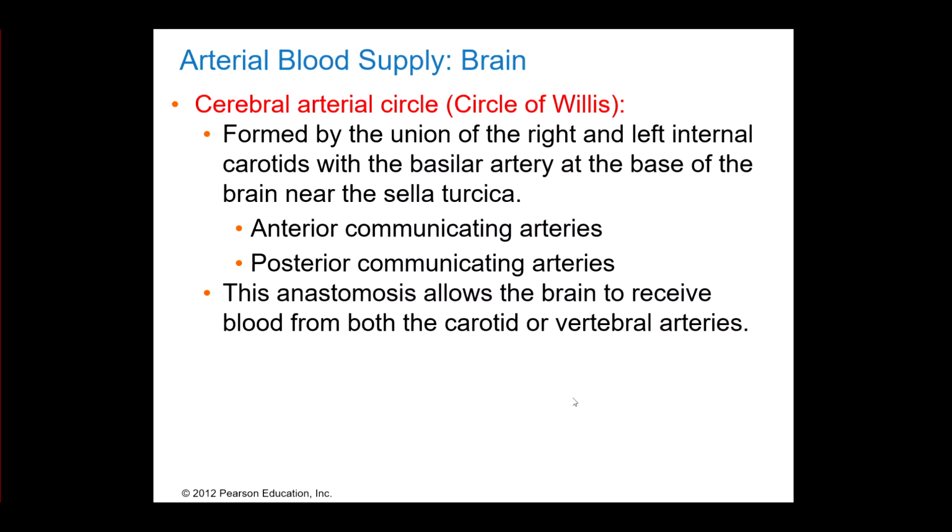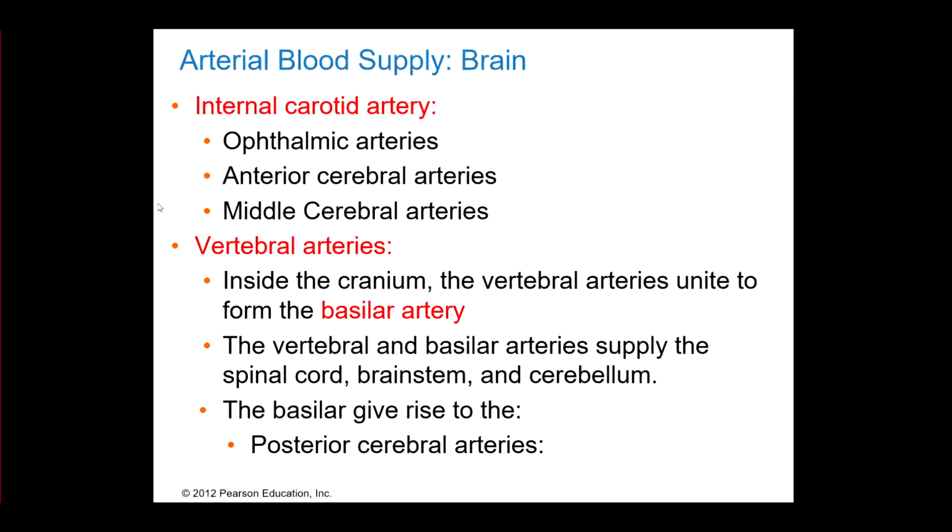Okay, so just make sure we have everything. Again, we have the internal carotid artery. You should be able to identify and label the ophthalmic, the anterior cerebral, and the middle cerebral arteries. This one's the big one. Like I said, this is the one that most commonly develops a stroke.